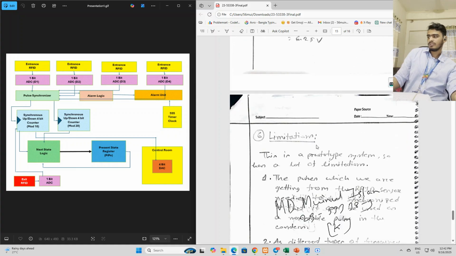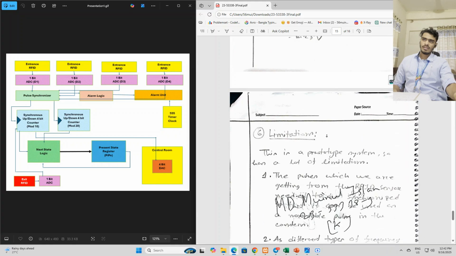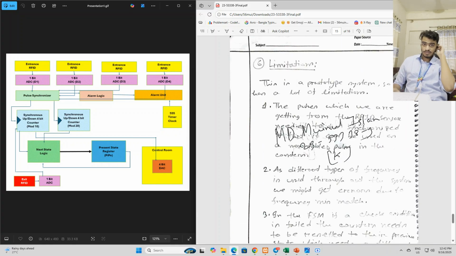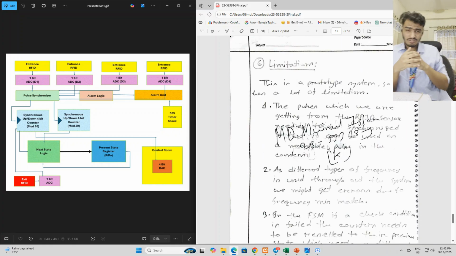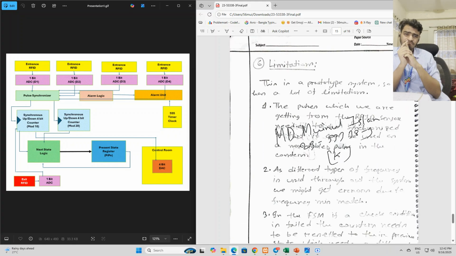Next, this is our whole system more or less, but we have a lot of limitations in this circuit. Let's go through them one by one. Firstly, this is a prototype system, so it has a lot of limitations, and we must ignore them for these cases, because this is a very simplified system. This is not a complex system.